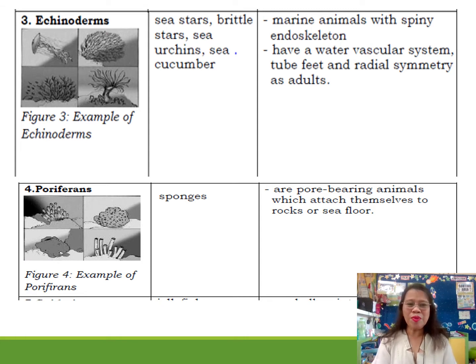The fourth group is the group of poriferans or the phylum Porifera. These are the animals with many holes or pores in their bodies. They are pore-bearing animals which attach themselves to rocks or on the seafloor. Examples of these are the sponges found in the coral reefs.